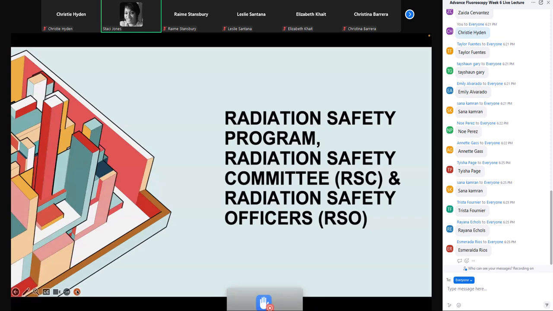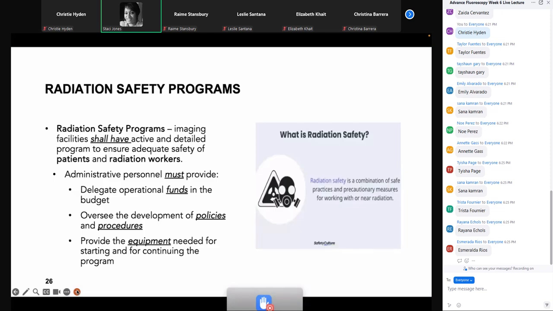So next we're going to move into radiation safety program, radiation safety committee, and radiation safety officer. So I think earlier in the term, we talked about our dosimetries and making sure that we're being monitored properly. Well, usually your radiation safety officer is going to be the person who oversees your radiation safety program. If you have radiation producing material or machines in your department, you should have a radiation safety program.